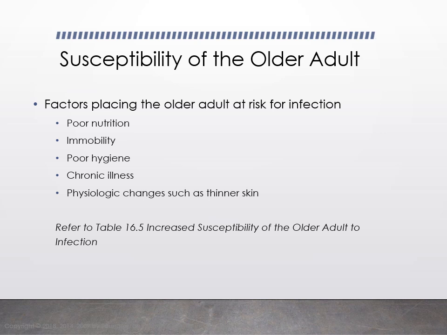Factors that place the older adult at risk for infection include, these aren't all of them, but these are some of the factors: poor nutrition, immobility, poor hygiene, chronic illness, and physiological changes such as thinner skin. So if we wanted to prevent a UTI in an older patient, we'd want to make sure that they're keeping their urine very dilute, okay? We want the urine diluted rather than very concentrated. So that's just a basic thing we can do, is encourage fluid intake to help keep their urine very diluted. Because remember, concentrated could put them at risk.